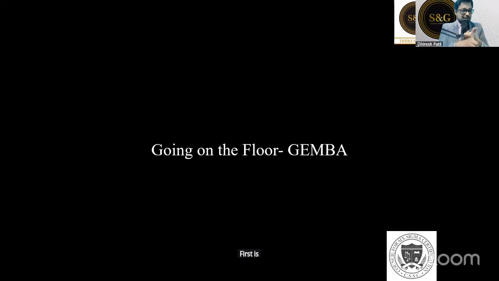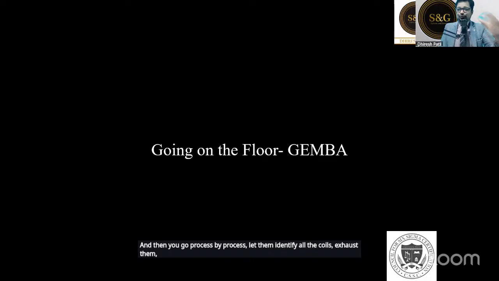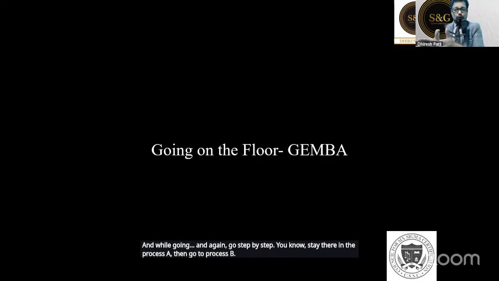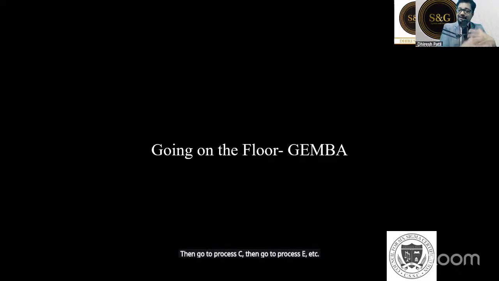First is the homework of cause and effect. Then you sit together and let them do it. Then you make a process map and go process by process, let them identify all the causes, and mentally exhaust them. Then you go along with the team on the Gemba walk. Again, go step by step: stay in process A, then go to process B, then C, then E, and observe if there are any more causes to be added. Add them right there. I do understand the sequence of operations is the best practice you can follow.